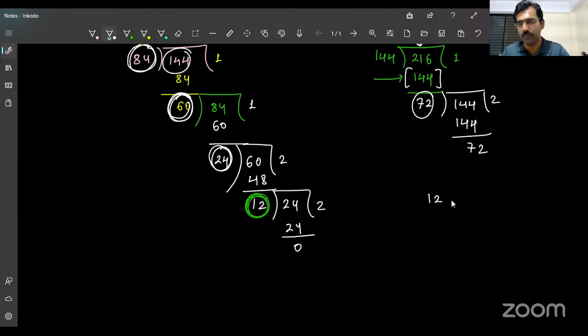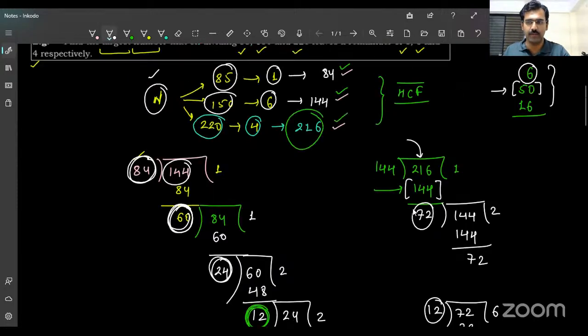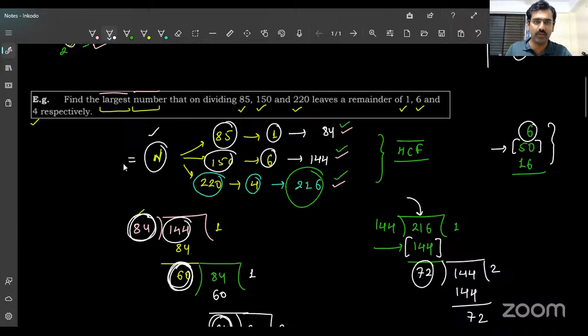Now I need to work out between 12 and 72. So I think I very clearly know that 12 into 6 is clearly how much? Nothing but 72. So yes, this 12 is going to be the HCF. And if we have cracked that 12 is going to be the HCF, which means 12 is that number which when divides 85 leaves you with 1, which when divides 150 leaves you with 6, which when divides 220 leaves you with 4. And this is the largest possible number. It is mathematically impossible to figure out a number greater than 12 which will do this.